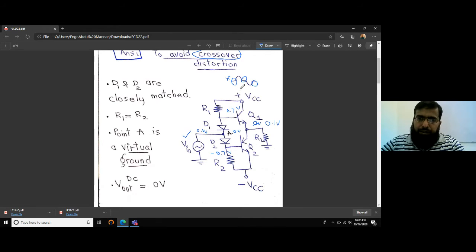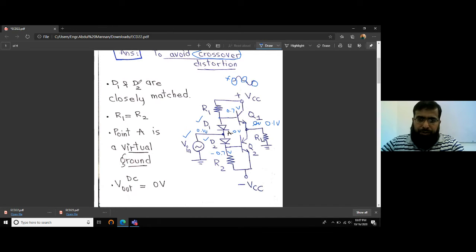Otherwise, if we don't connect D1 and D2, we have to wait until the input rises beyond 0.7 volt during the positive half cycle, or falls below minus 0.7 volts during the negative half cycle. So actually we have avoided the crossover that we discussed in the last lecture. How? With the help of D1 and D2.